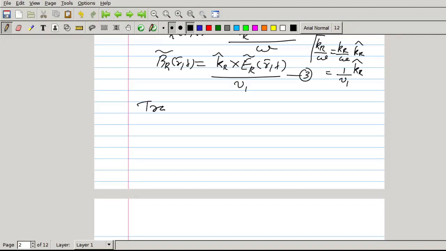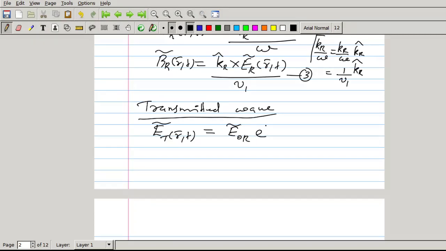In a similar way, the transmitted wave we can write as E_transmitted(r,t) is equal to E0T e raised to i (k_t dot r minus omega t). This is equation number 4.